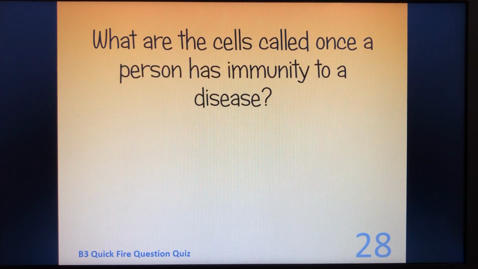Question 28. What are the cells called once a person has immunity to a disease? I've definitely used this phrase, okay? So what are the cells, we're talking about those white blood cells, called once a person has immunity to a particular disease? Okay, I want to give a clue, but if I give the clue, it is actually going to give the answer.